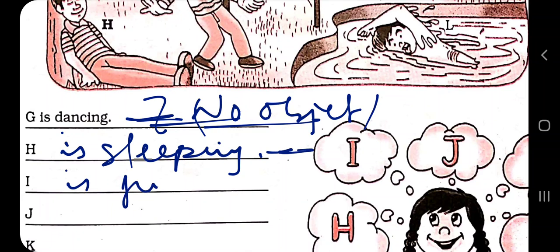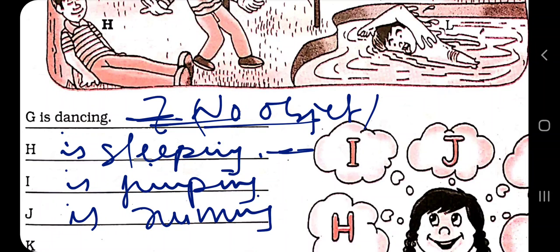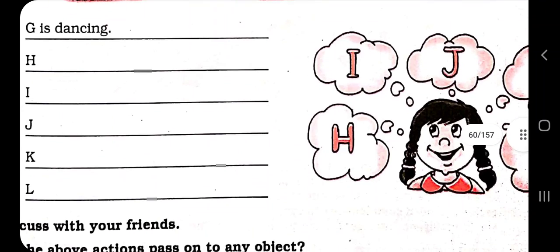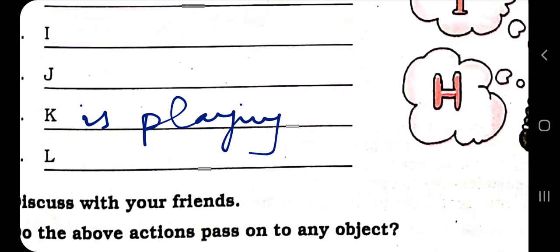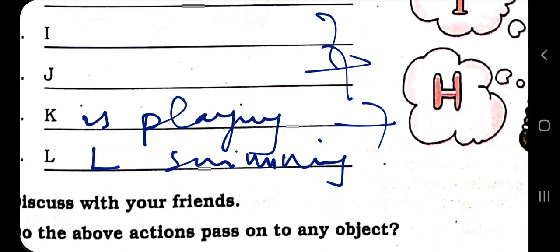I is jumping, J is running. Next, K is doing what? K is playing with J. Yeah, K is playing, and L is swimming. Now there isn't any object. So these are what? Intransitive verbs.